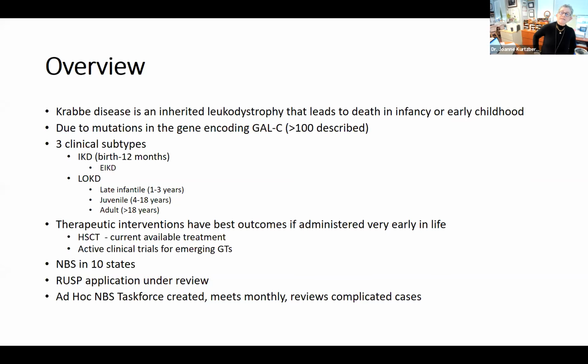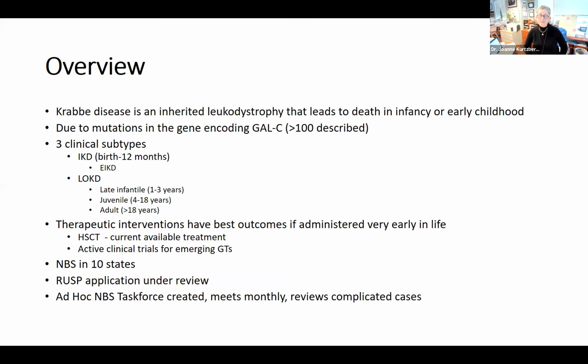So Krabbe disease is an inherited leukodystrophy that leads to death in infancy or early childhood, and it's due to mutations in the gene encoding galactocerebrosidase. And there have been more than 100 mutations described that cause Krabbe disease. There are three clinical subtypes: infantile Krabbe disease, which presents somewhere between birth and 12 months of age, and used to be called early infantile Krabbe disease.